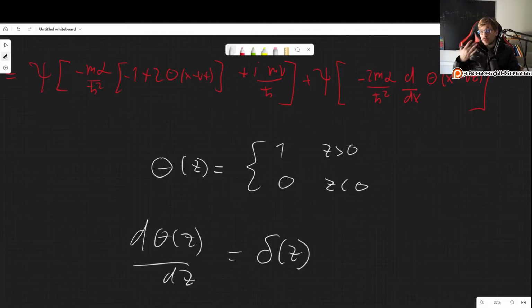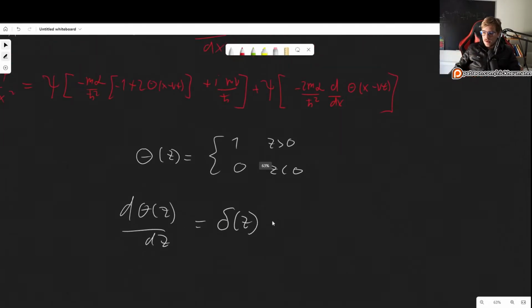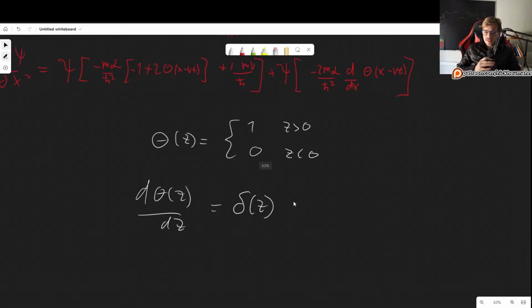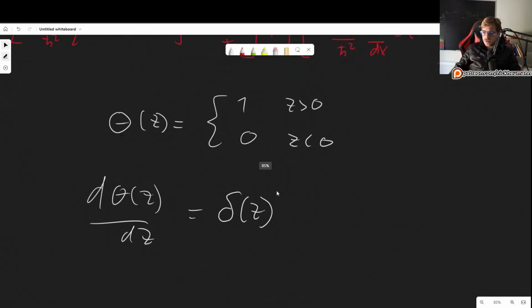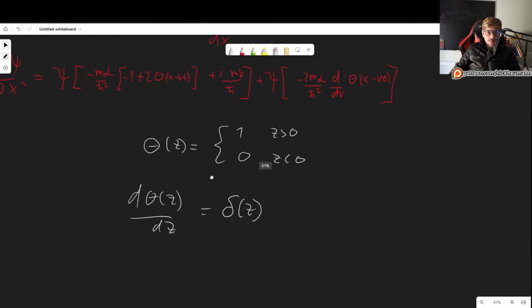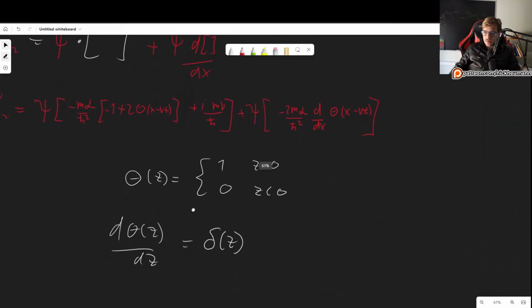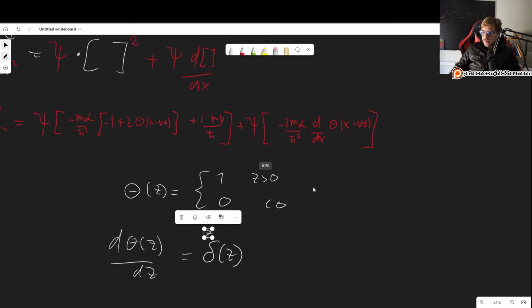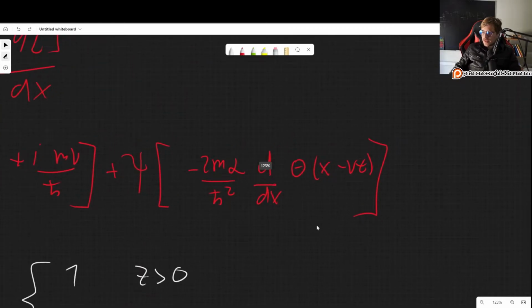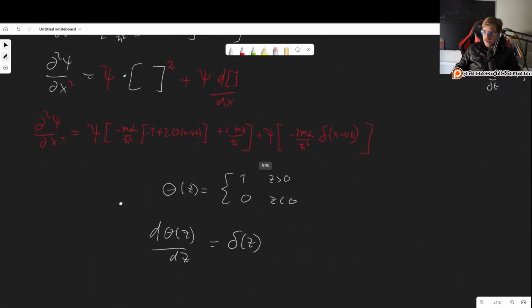This is, of course, not a proof. I'm just giving you a little bit of an idea of why this is the solution. If you're interested, there's a problem in Griffiths where we have to prove it. If you're interested, let me know and we can add it later on. So the point is that this thing right there is simply going to be the delta function of x minus vt. Okay, and there we go.